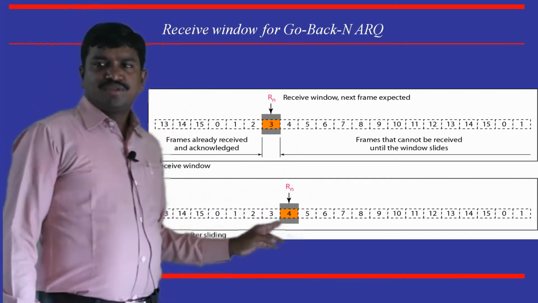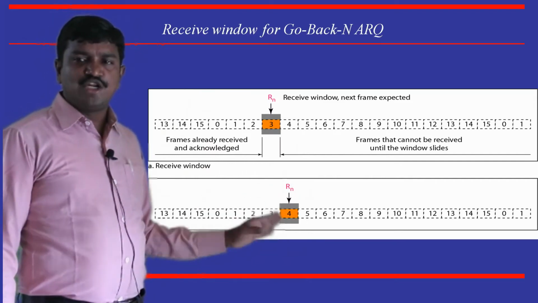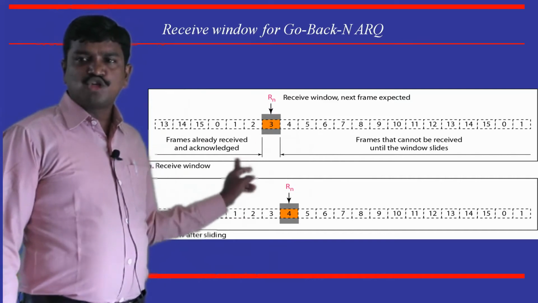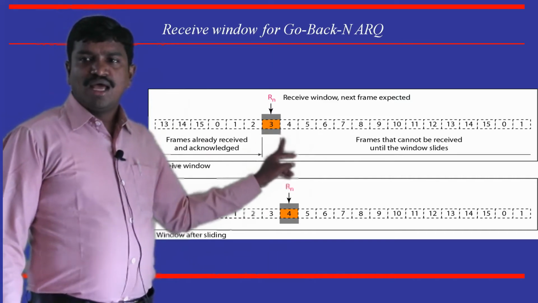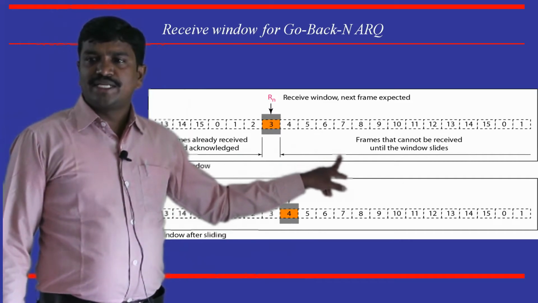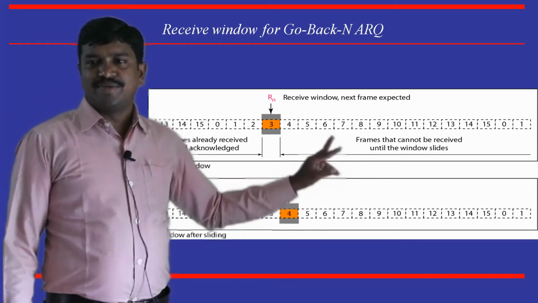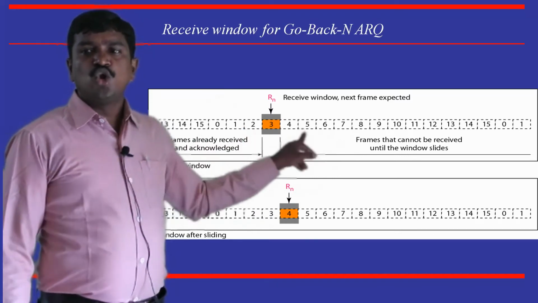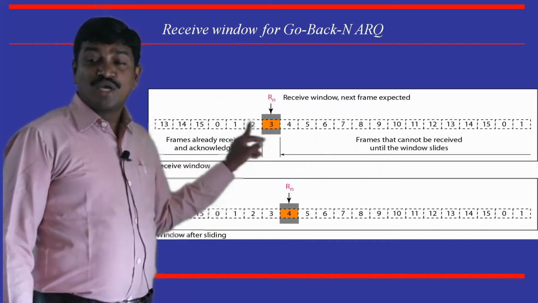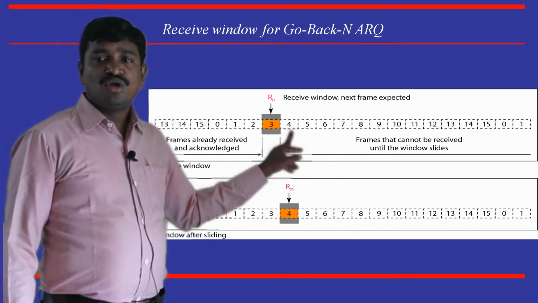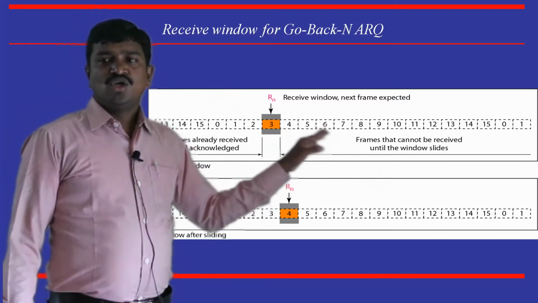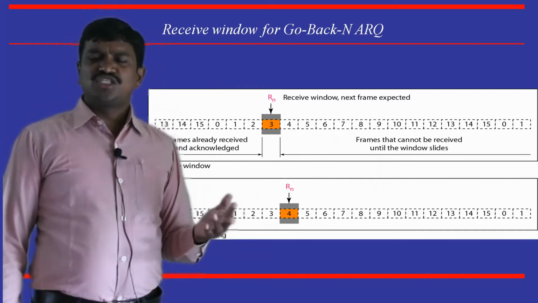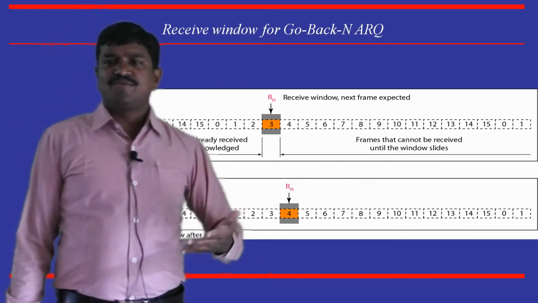And now by having this Rn, you can categorize the sequence numbers: left of Rn are frames already received and acknowledged, and right are frames that cannot be received until the window slides. Meaning, if you get the 3rd frame, then only are we allowed to take 4, 5, 6. If you get 3, then you are allowed to get 4, then 5, likewise. So if you are expecting 3 but you have received frame 5, then it is of no use, because the algorithm always works like this.